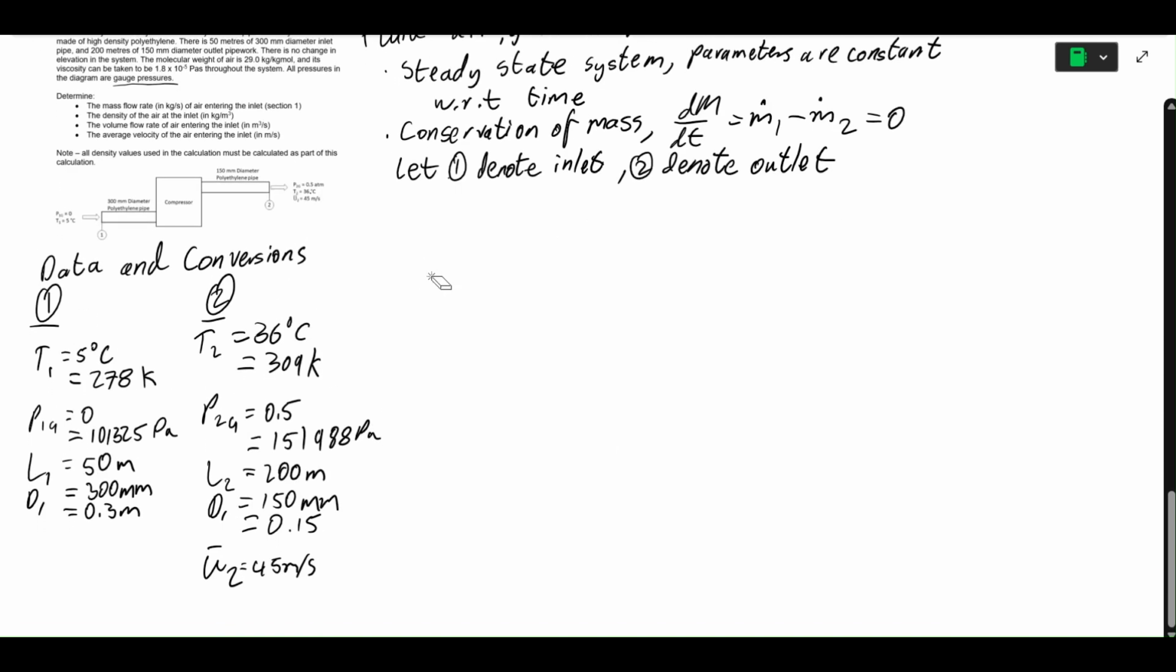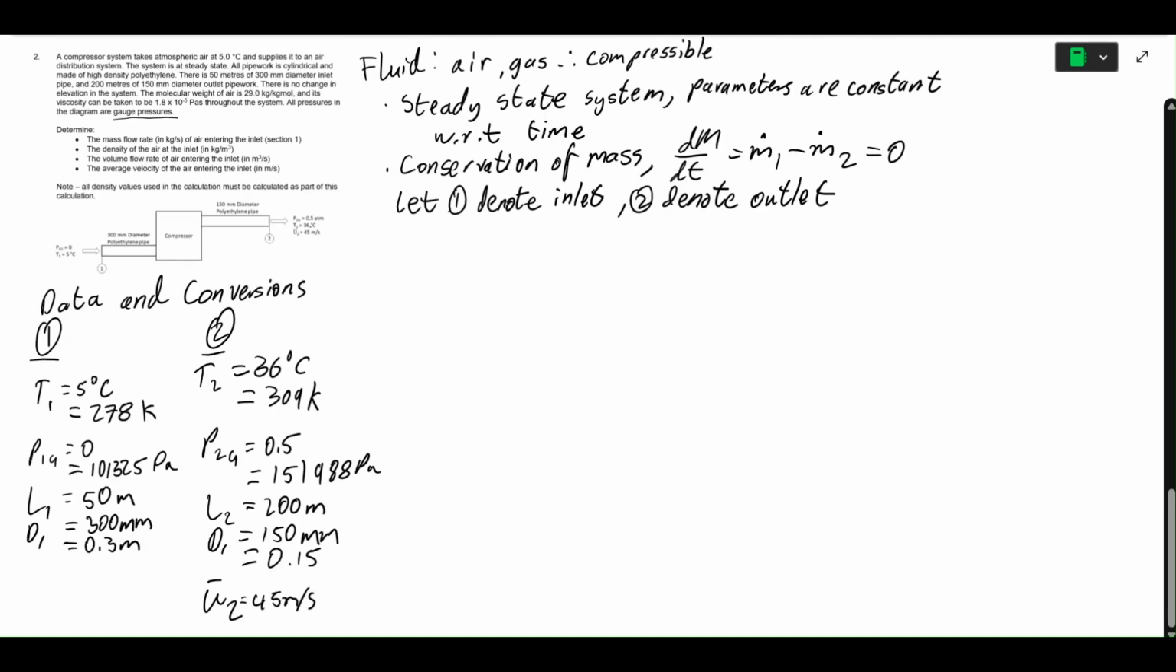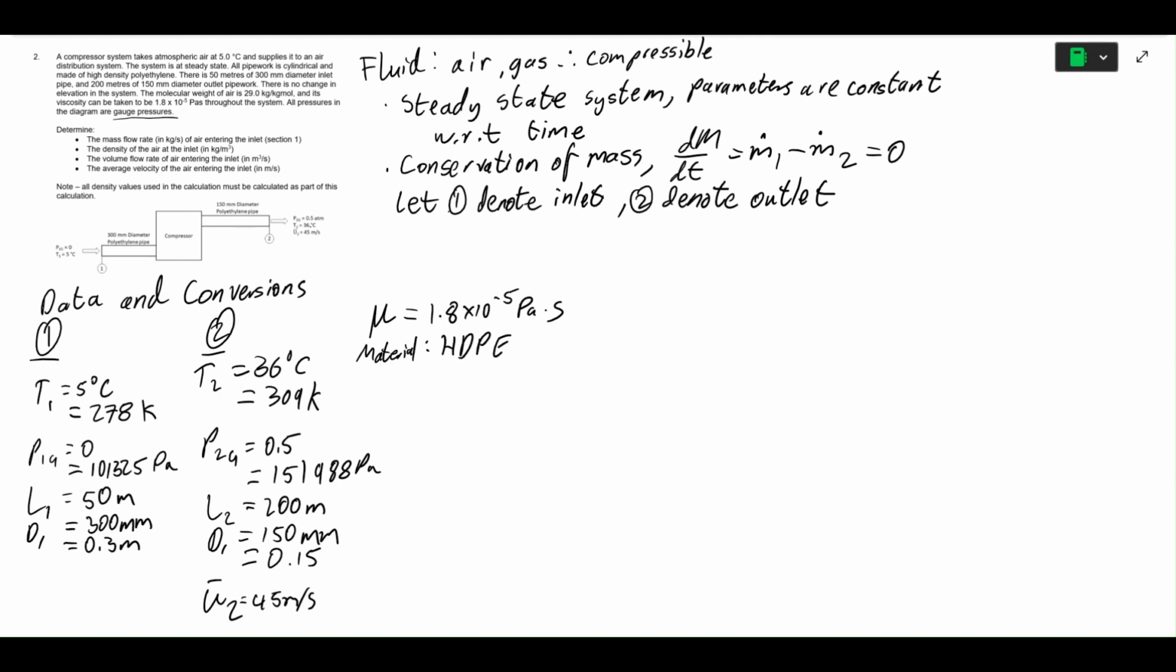We also have, I can write here, data and conversions. We have mu, which is our absolute viscosity, which is 1.8 times 10 to the minus 5 Pascal seconds. Material, HDPE, high density polyethylene, and the molecular weight is equal to 29 kilograms per kilogram mole.